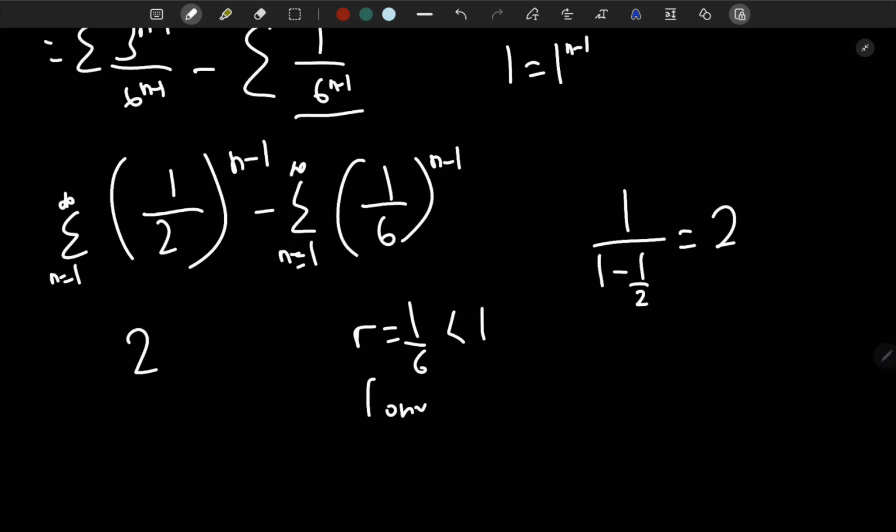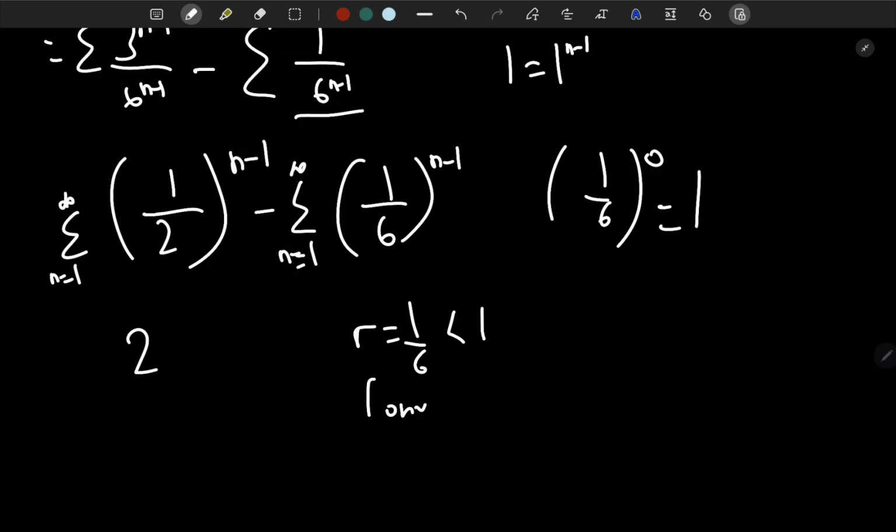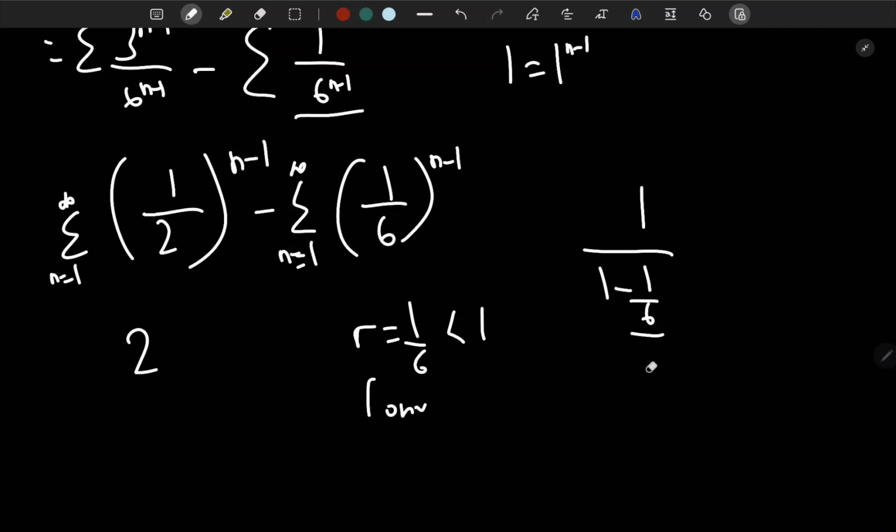Now for the second part, let's do the same. The first term of the series is 1 over 6 to the power of 0, which is 1. So again, a1 over 1 minus 1 over 6, the ratio, and this is 1.2. So this part also converges and it's 1.2.